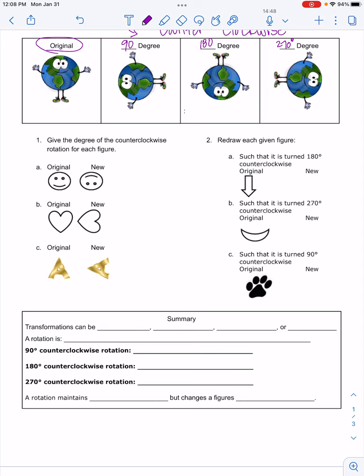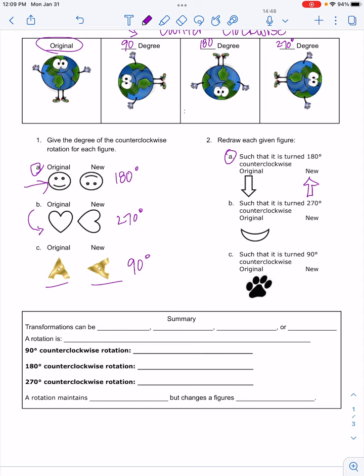So if the original smiley face here on A starts off looking like this, and it rotates completely upside down, that is a 180-degree rotation. If this heart rotates counterclockwise, this is a 270-degree rotation. And then if this original A rotates 90 degrees, it will end up here. On 2A, rotating that arrow 180 degrees, we'll have it look something like that.